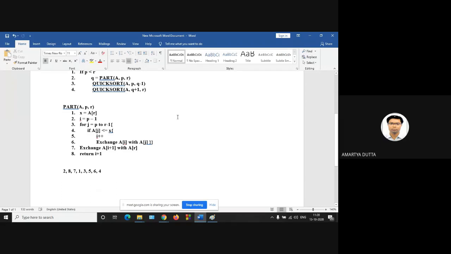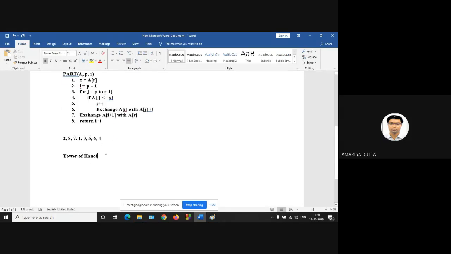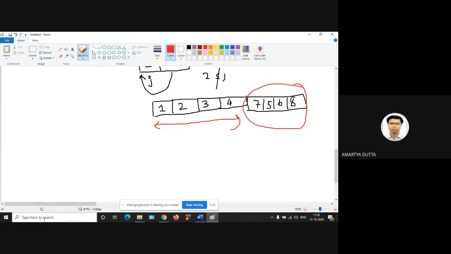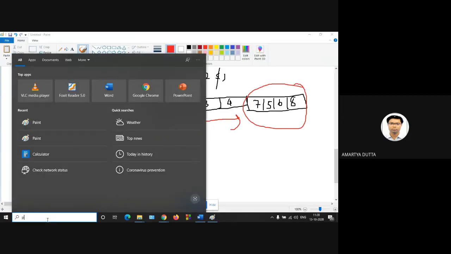Now, Tower of Hanoi. Do you know what is Tower of Hanoi? Not much. Tower of Hanoi problem. So this is another problem. So first of all, we have to discuss this Tower of Hanoi.